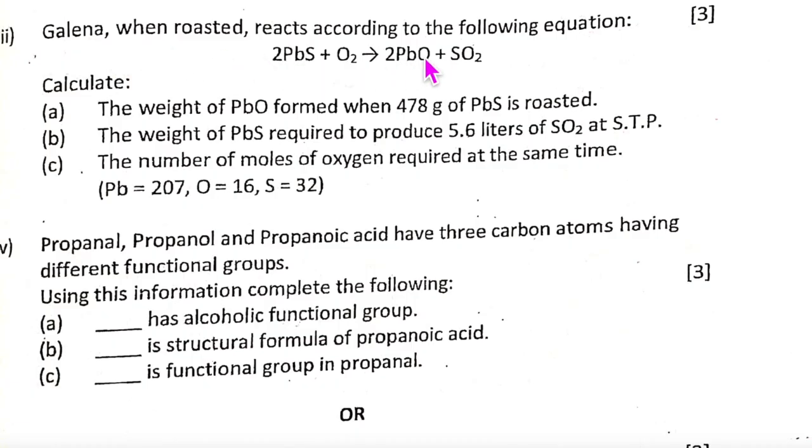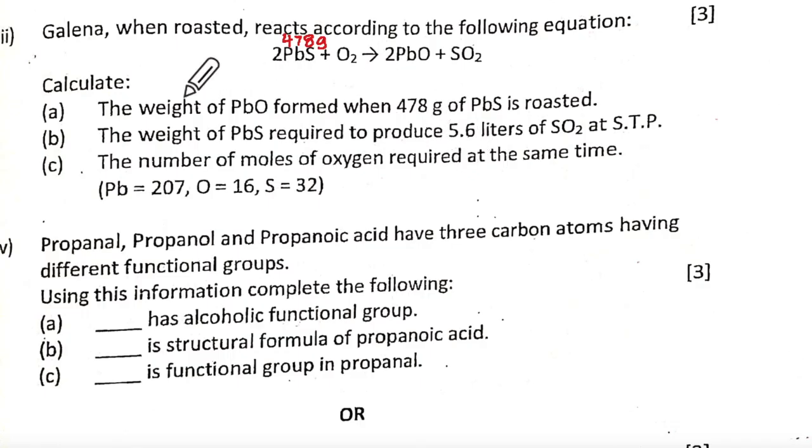Now galena. Galena is lead sulfide, and this is the reaction. This is going to be your chemical equation. For the chemical equation, you will have to write this equation first, the reaction, and they are telling 478 of PbS. So write on top 478 gram.